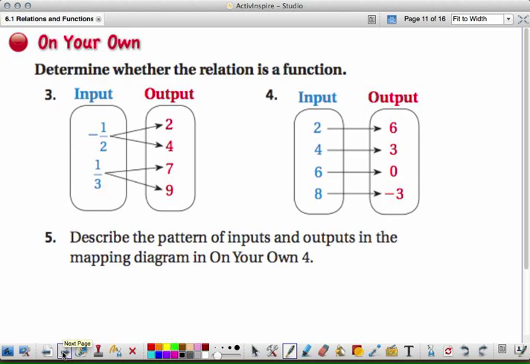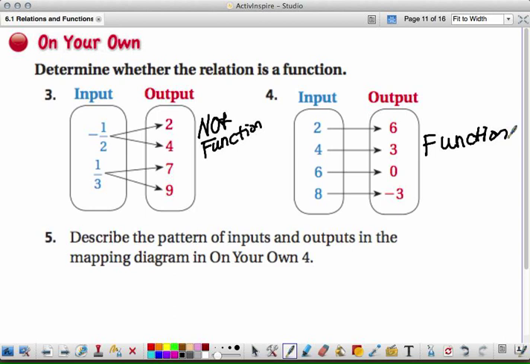All right, so try these couple and see what happens. All right, they're asking us to determine whether the relation is a function. And so if you look at number 3, this input has 2 outputs. So you know right off the bat that this is not a function. Now it doesn't ask us to explain, so we don't have to write it, but if you were explaining, you would say that the input of -1/2 has multiple outputs or something along the lines of that. If you look over here at number 4, each input has exactly 1 output, so you would say, yes, this is a function.